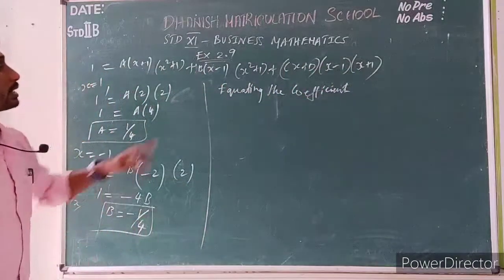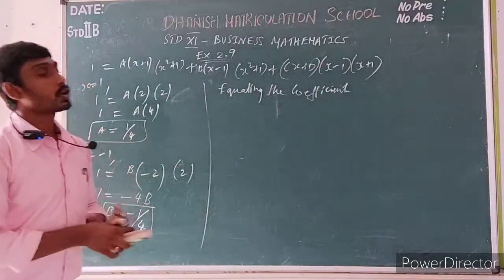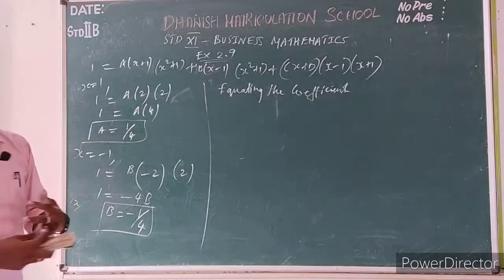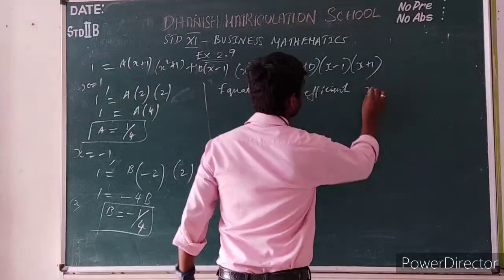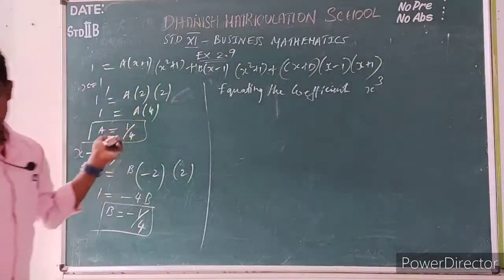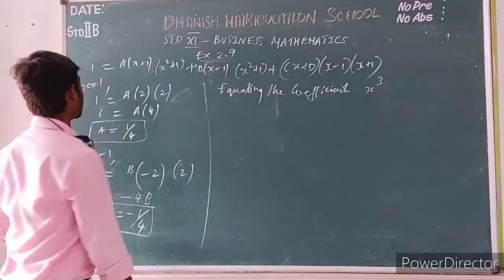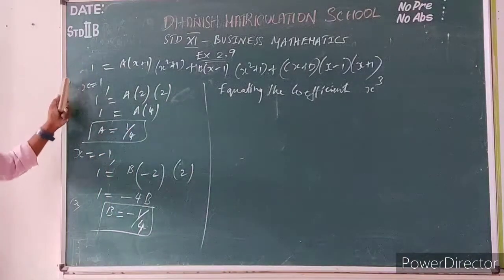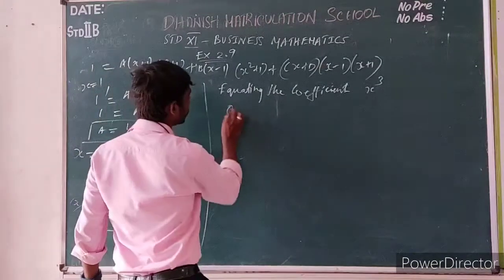So now we are going to take the equation of the coefficient of x cube. Now we have taken the x cube. So in the RHS side there is no x cube value, in the RHS side we only have 1. So no x cube value, you have to put 0 here.